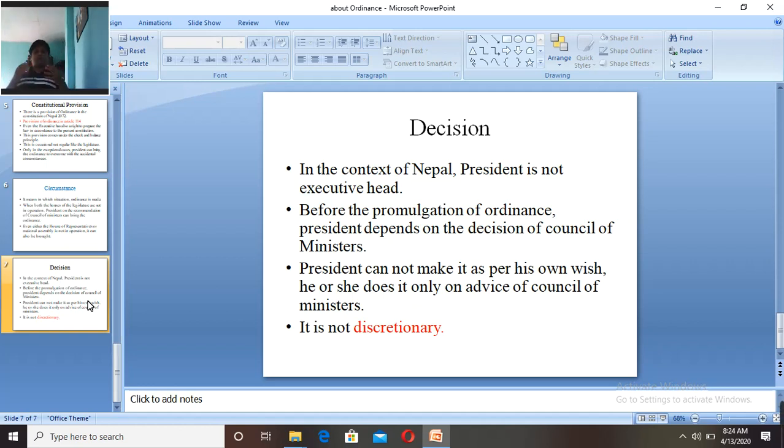So although the president is not the executive head of the state, the constitution has given authority to the president to promulgate it after taking the suggestions and recommendations from the council of ministers, and the president cannot make it as per his or her own wish. He or she does it only on the advice of the council of ministers. It is not discretionary. Yes, it is not discretionary, which means it is not the self decision of the president to promulgate the ordinance.